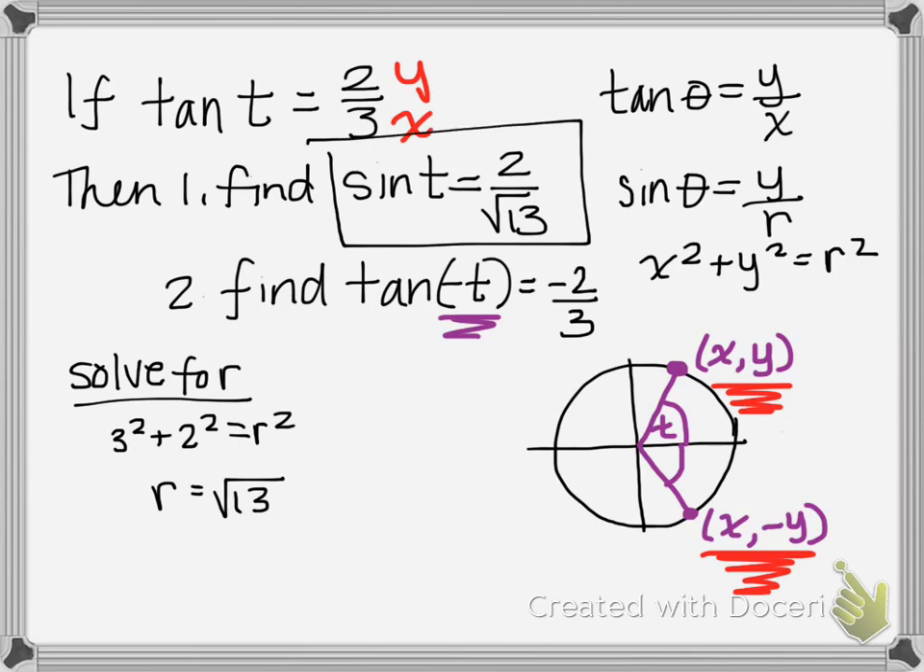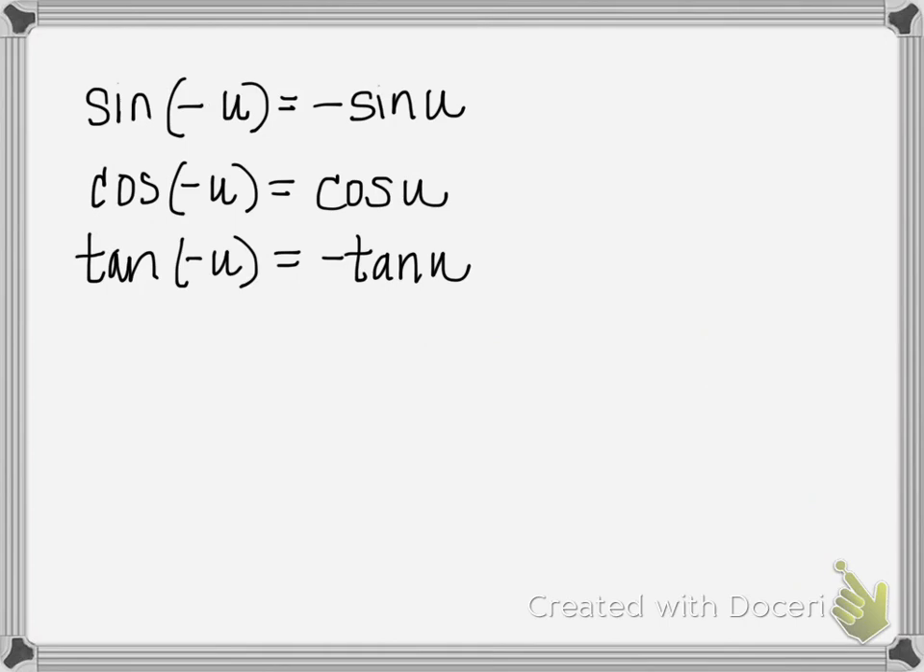So we found sine of t. We could rationalize that denominator if you want. You don't have to. And then there's tangent of negative t. There are formulas that are given in a text on trigonometry.